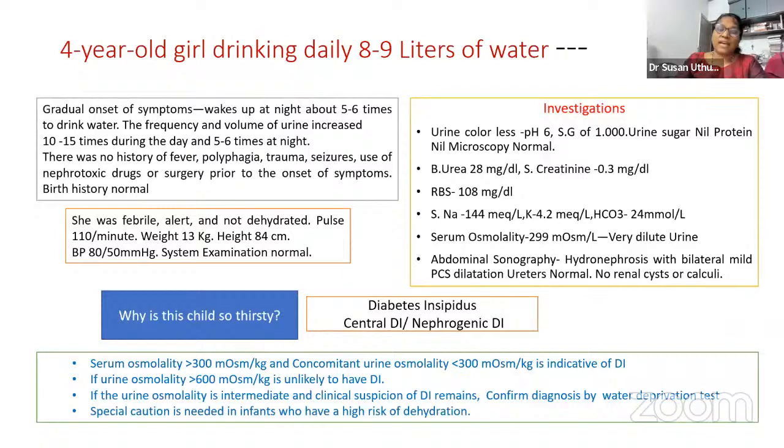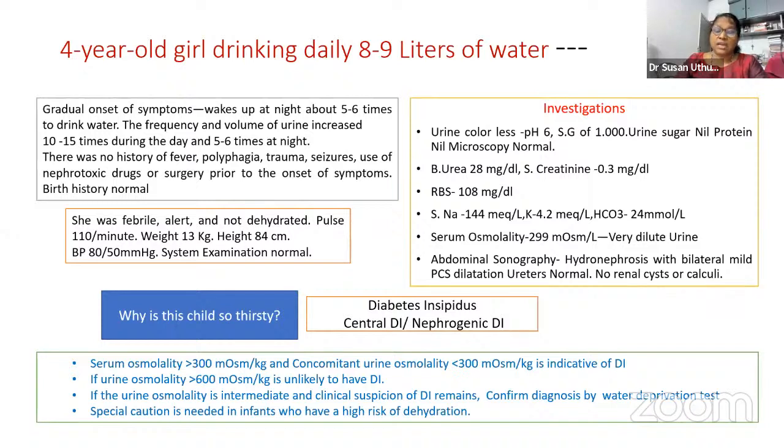So if the serum osmolality is more than 300 and concomitant urine osmolality is less than 300, it is actually indicative of DI. If the urine osmolality is more than 600 with a serum osmolality of more than 300, you are unlikely to be dealing with DI. If the urine osmolality is intermediate and a clinical suspicion of DI remains, we have to go ahead and do a water deprivation test in a child who is stable like this 4-year-old girl.